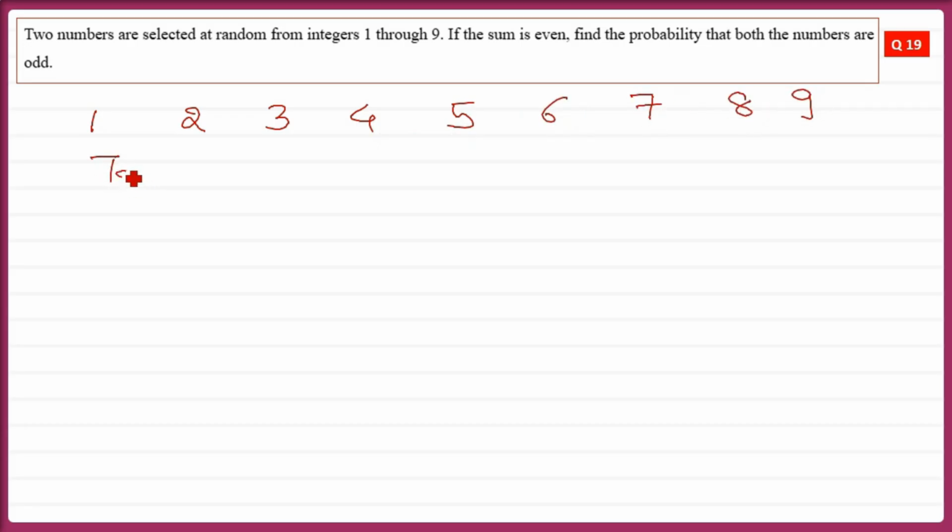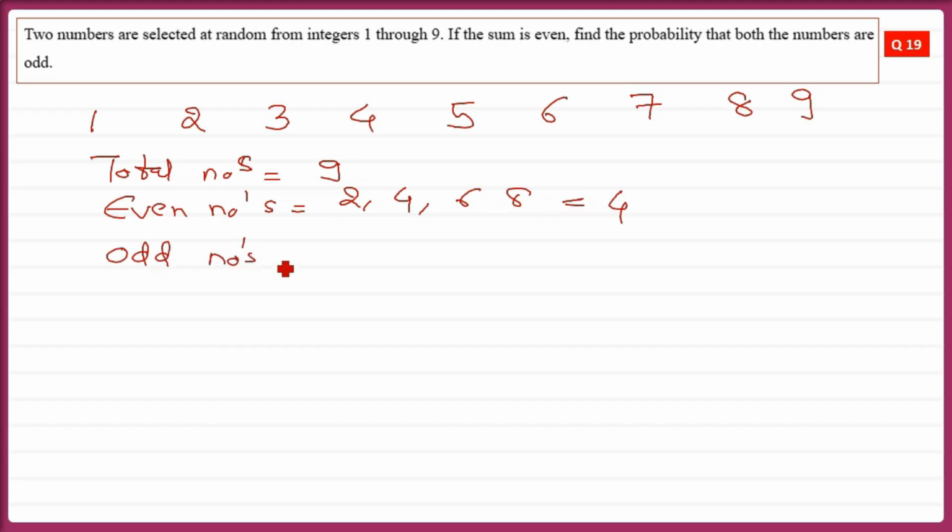Now how many total numbers are there? The total numbers are 9. If you count from 1 to 9 on your fingers, it will be 9. How many even numbers are there? Because you'll see what will happen just now. Even numbers are 2, 4, 6 and 8. So just write 2, 4, 6 and 8. These are even numbers. How many odd numbers are there? Odd numbers are 1, 3, 5, 7 and 9.